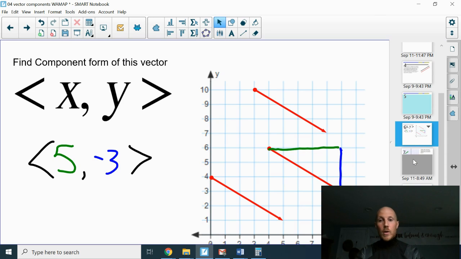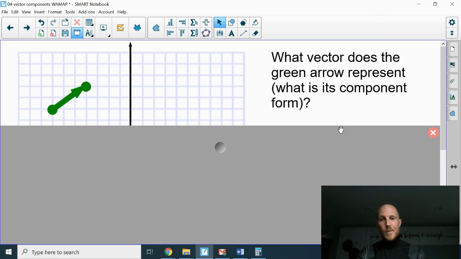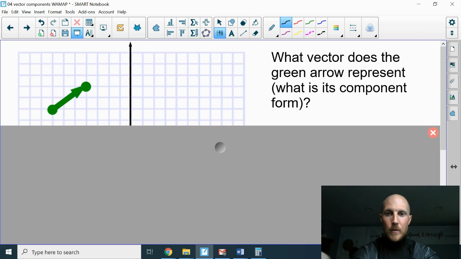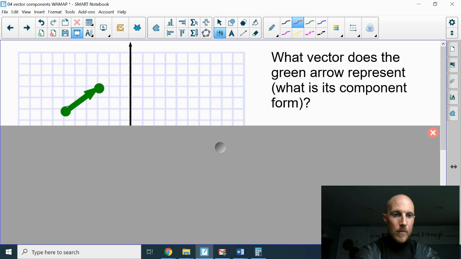Okay, so here's another example. Here's a green vector. It's got an initial point. It's got a terminal point. What is the component form of this vector? So I'm going to go sideways. I don't want to move it.